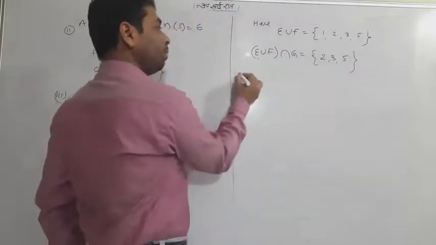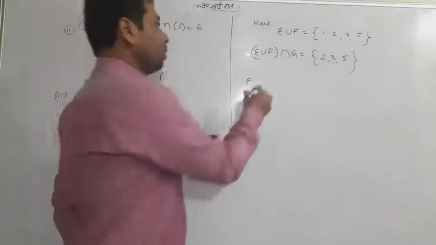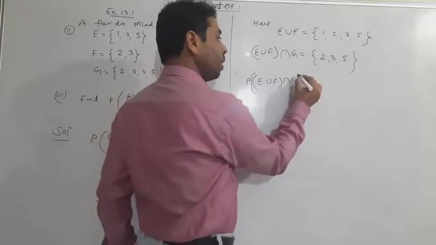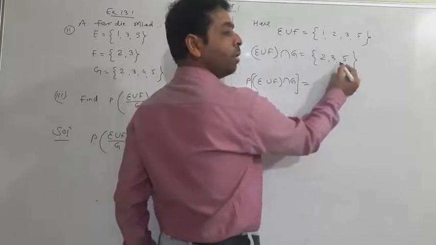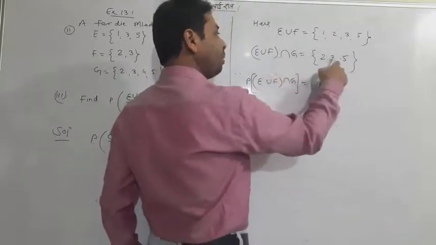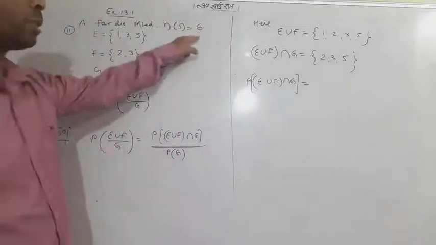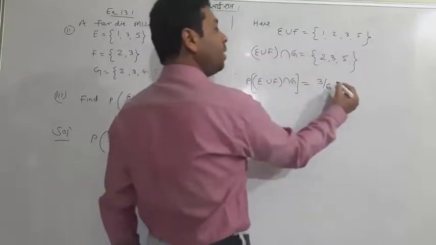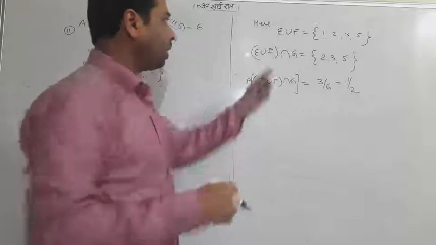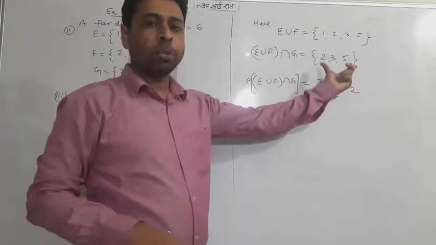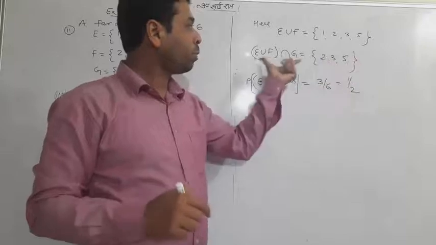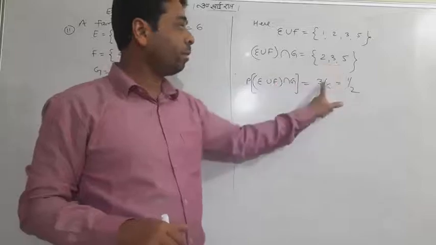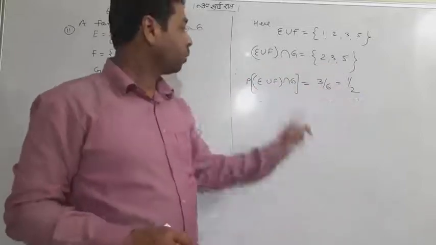After finding that, what is the probability of this? Nothing hard, very easy, I'm telling you. Look at how many elements are here: 3 elements. So the number of elements in this upon the total number of elements, 6. So the probability of this particular event will be 3 by 6. Don't get confused, it is an event which is in a set. What is the probability of this event occurring? N of this upon N of S. N of this has 3 elements, N of S has 6 elements. So 1 by 2. This is P of E union F intersection G.